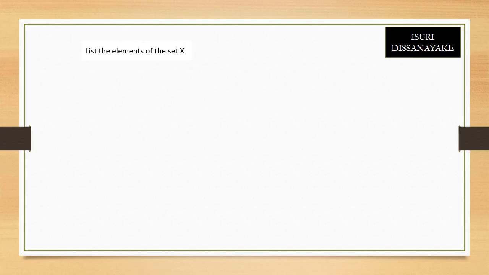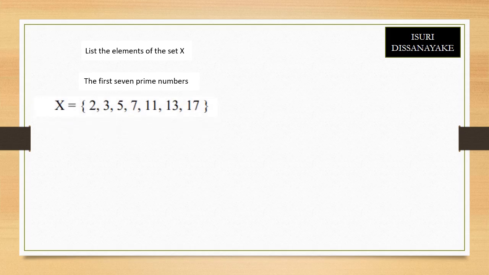Let me continue with another example. It says list the elements of the set X. So we have to know what this set X is. The set X is the first 7 prime numbers. So in this case, you have to know the prime numbers. The first 7 prime numbers are 2, 3, 5, 7, 11, 13 and 17.